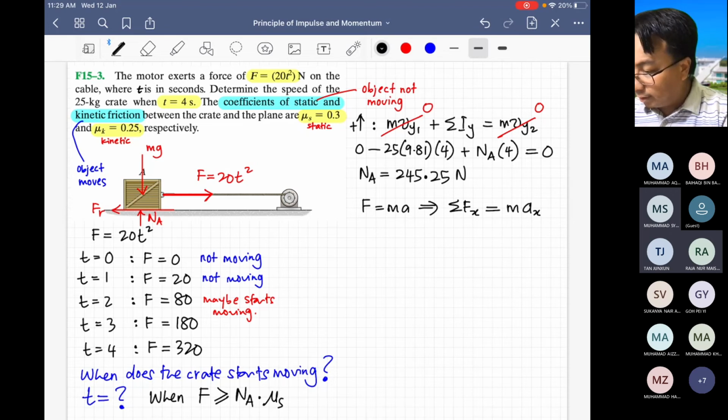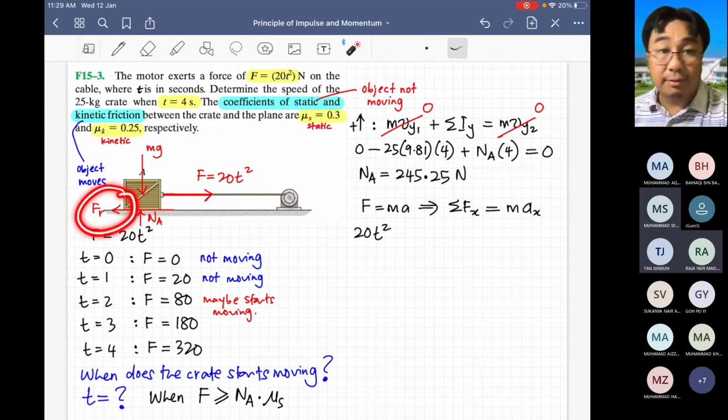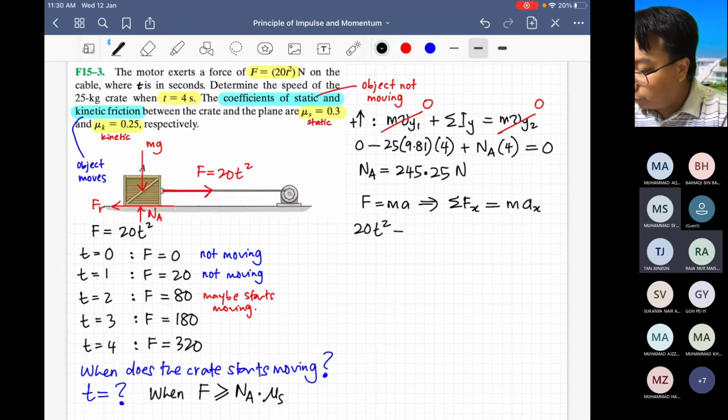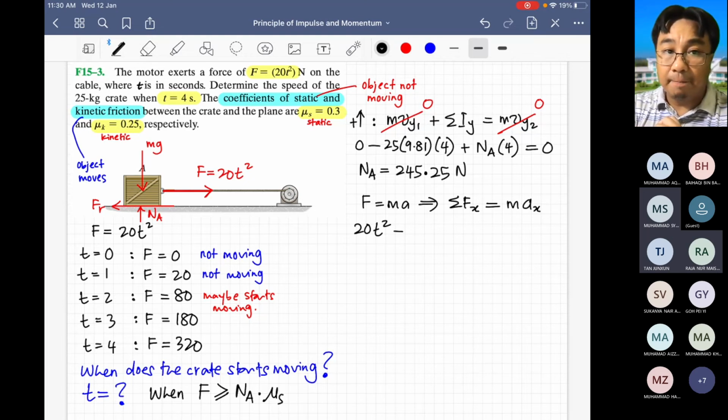So let's list down all the forces in x-axis dahulu. So force in x-axis kita ada this one, F sama dengan 20t square. So here 20t square dalam x-axis. Then we have friction in the negative direction. So tolak friction. Okay. Friction in this case is the mu s lah, sebab dia tak bergerak lagi.